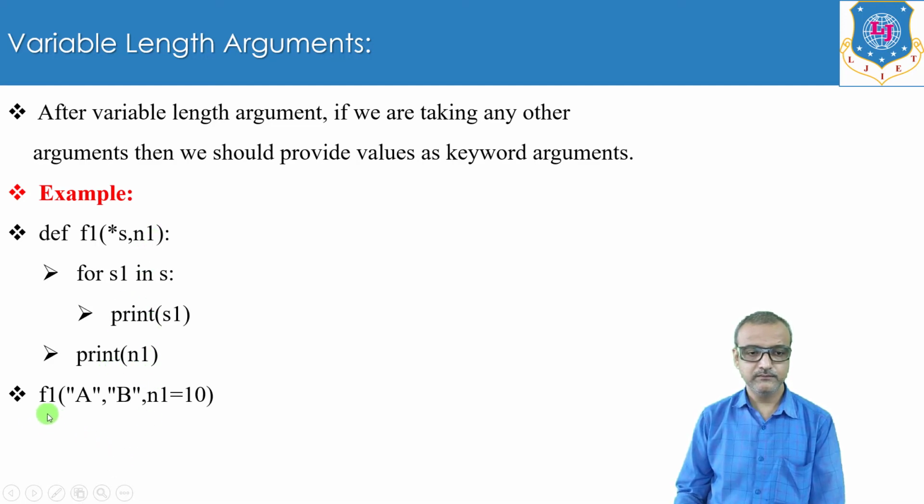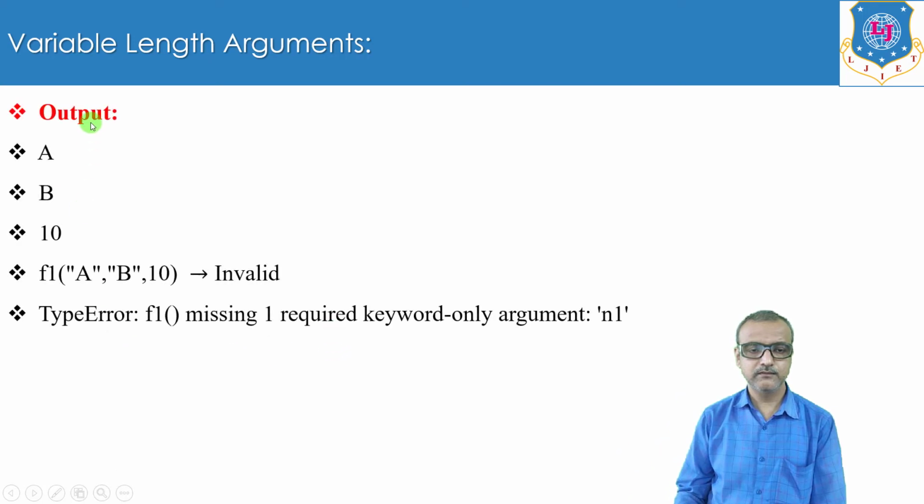For example, here we are calling this function, that is f1('a', 'b', n1=10). So what will be the output in this case? It will give us the output a, b, and then 10. So for the variable length argument, it will print a and b, and for the keyword argument n1 equals 10, it will print 10. See, this is the output: a, b, 10.